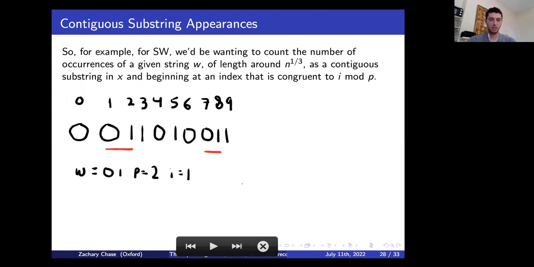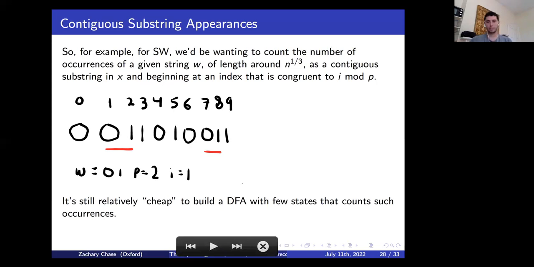So here's an example. Let's say we want to count the number of times that a given string W, namely 0, 1, occurs as a substring in the string, where it starts at positions congruent to 1 mod 2. So here's 0, 1 as a substring. It starts at 1, which is congruent to 1 mod 2. Here's 0, 1 as a contiguous substring, but it starts at 4, which is not 1 mod 2. And here's 0, 1, which starts at 7, which is 1 mod 2. So it appears twice as a contiguous substring starting at indices that are 1 mod 2. And it's still relatively cheap to build a DFA with few states that counts such occurrences.